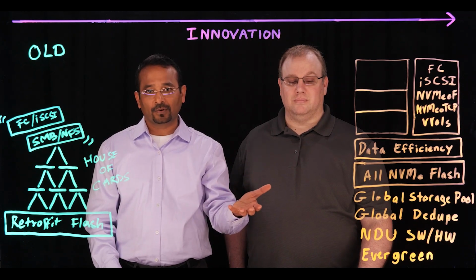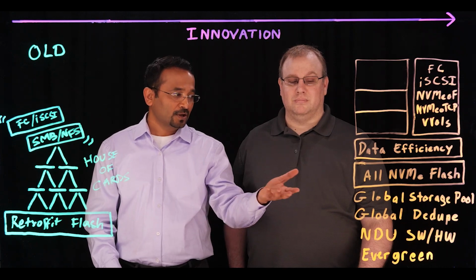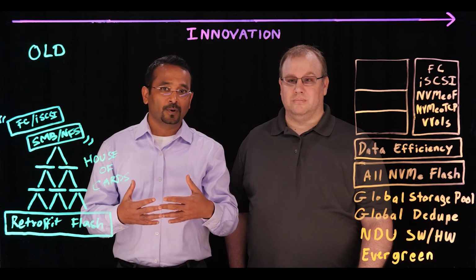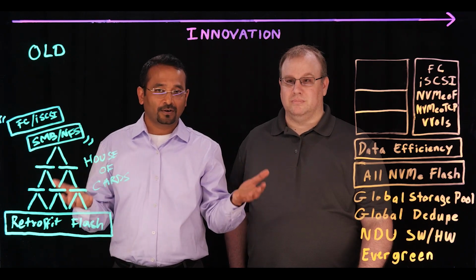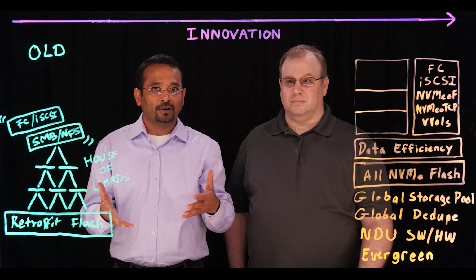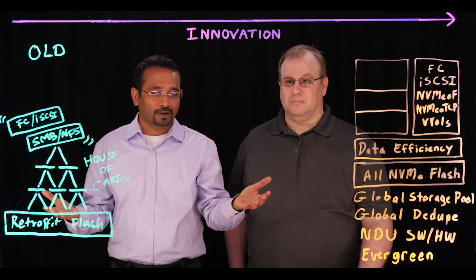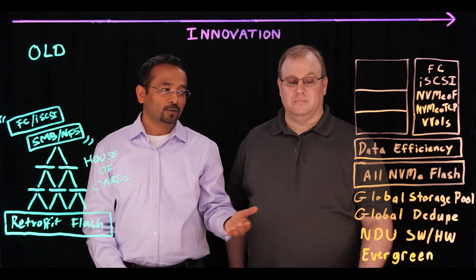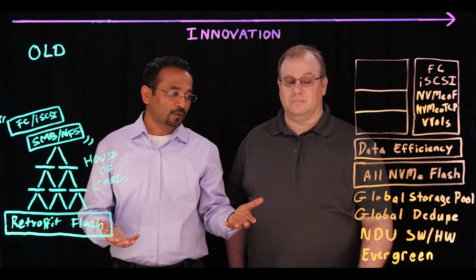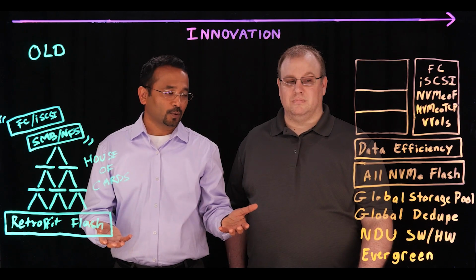The file stack gets all the properties such as a global storage pool, which allows it to build an infinitely large file system. There's no limitation in terms of how large they can be. They can consume the entire array. There's global dedupe, non-disruptive hardware and software, and obviously the Evergreen program as well.